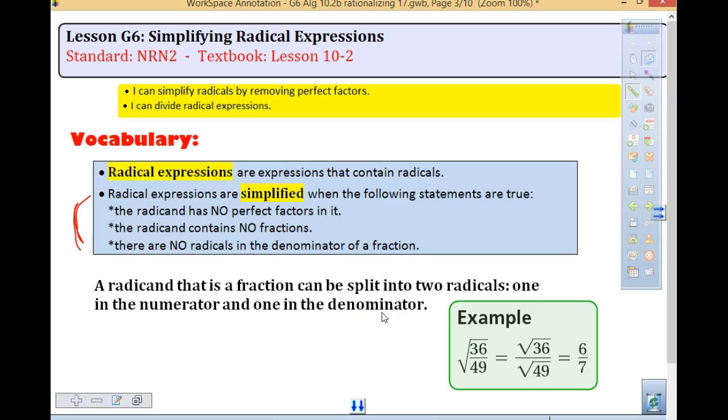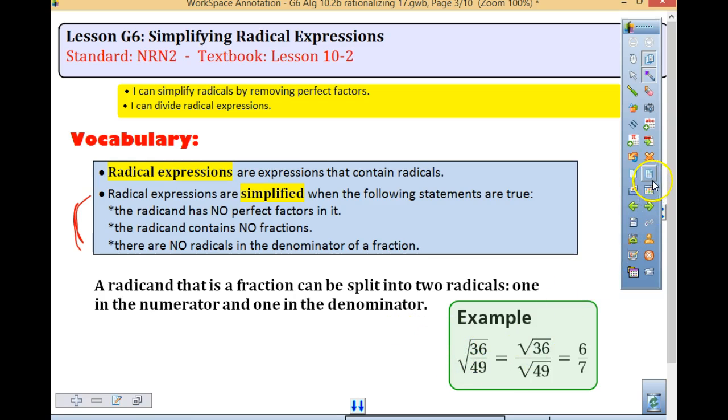So key three things: no perfect square, no perfect factors underneath our radical, underneath that square root. The radical must contain no fractions, and there are no radicals in our denominator. And that's what we're mostly working with today. It's called rationalizing your denominator, okay? So it says a radicand that is a fraction can always be split into two radicals, one in the numerator and one in the denominator.